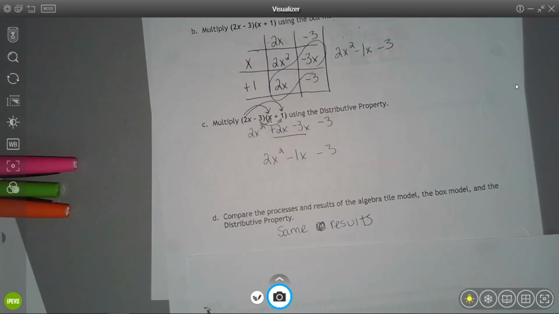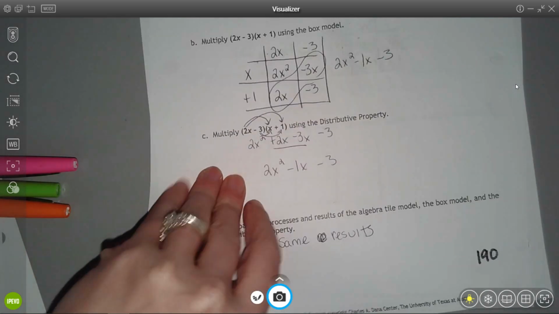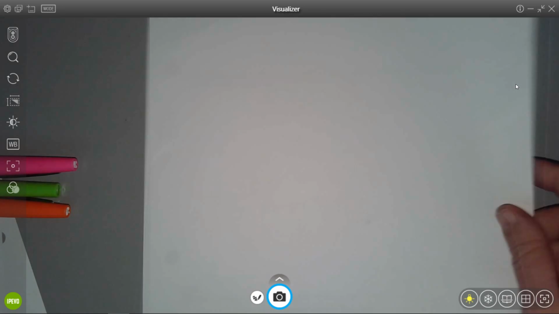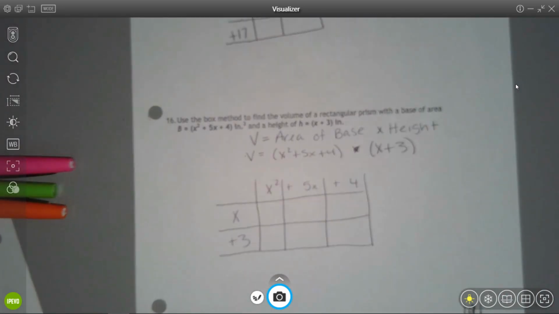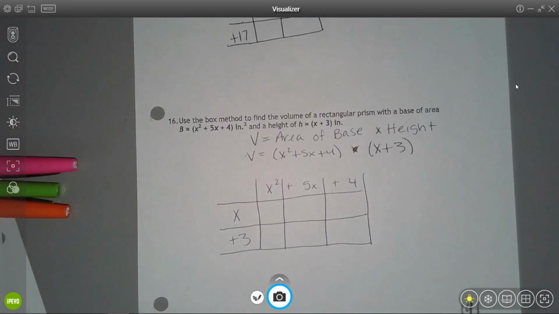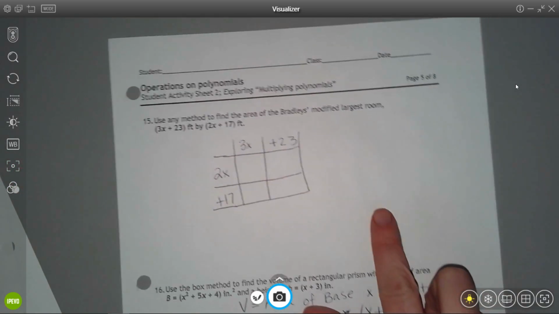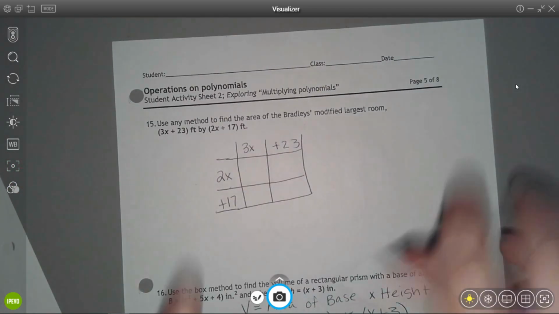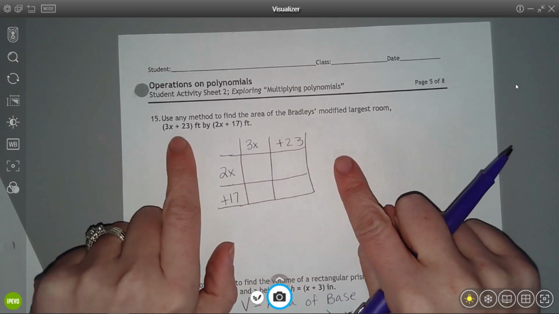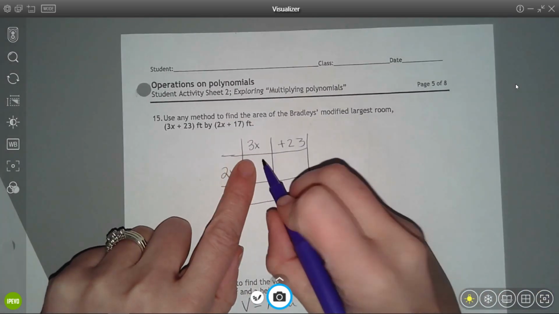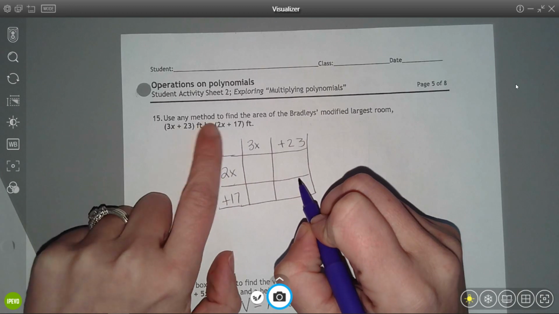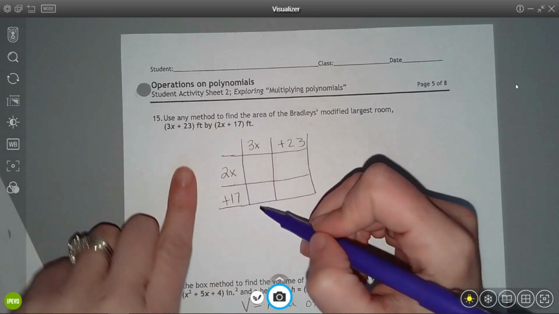Okay, again, when I look at these, same exact results. It's just two separate ways of getting the job done. So on this problem, I'm going to show you, it says to use any method that you want. First, I'm going to show you guys the box method, okay? So we have 3x plus 23 being multiplied to 2x plus 17.